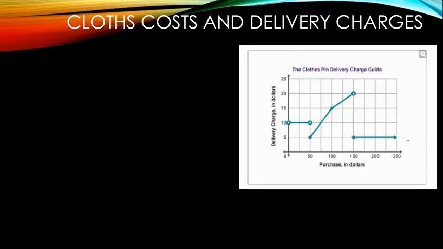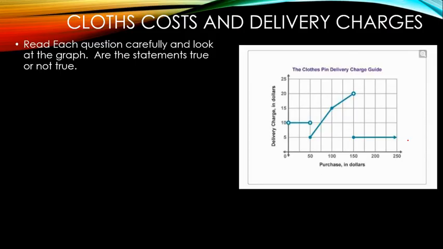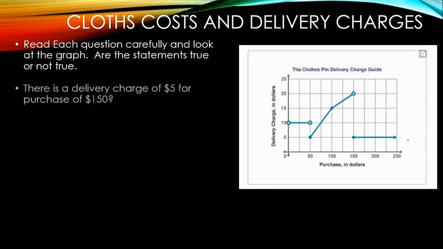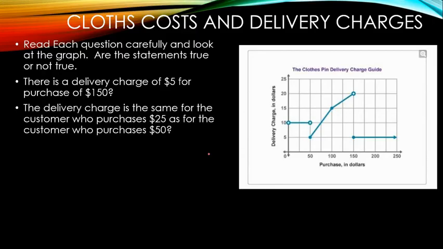All right, let's look at our last piecewise graph, clothing cost and delivery charges. Read each question carefully and look at the graph. Are the statements true or not true? There is a delivery charge of $5 for the purchase of $150. Is this true? The delivery charge is the same for the customer who purchases 25 as for the customer who purchases 50. Is this true?